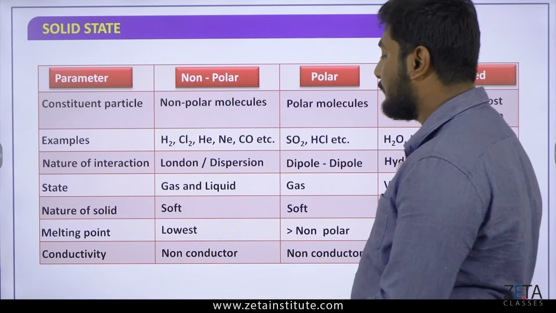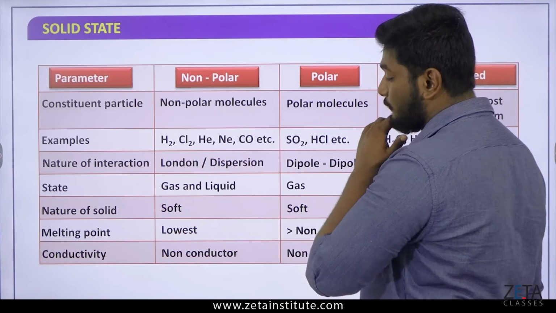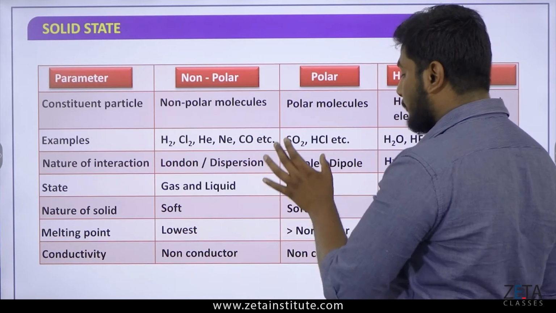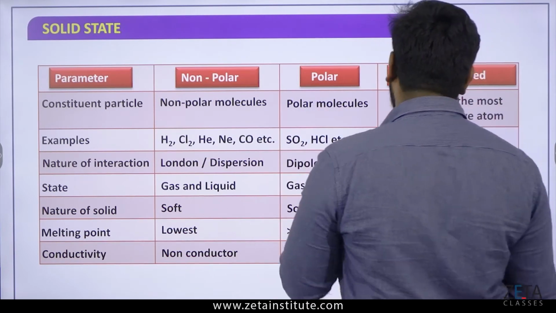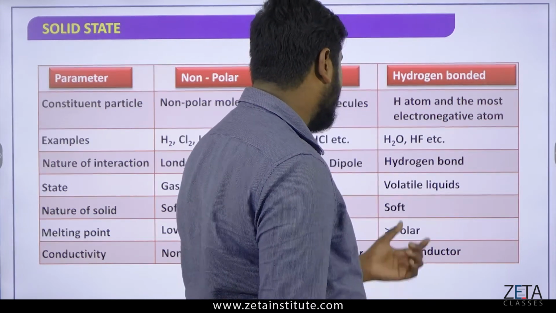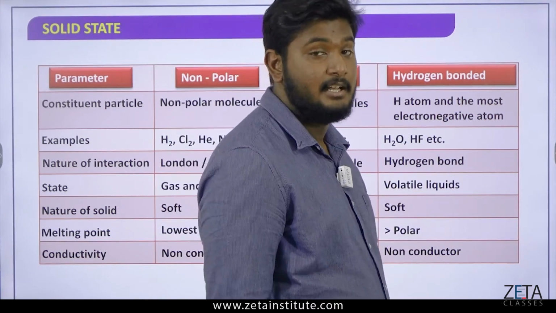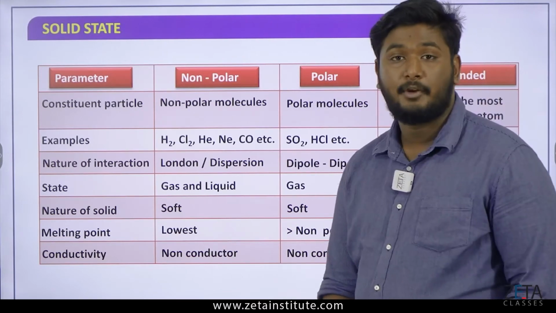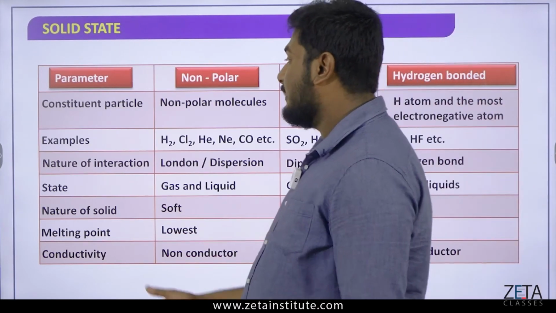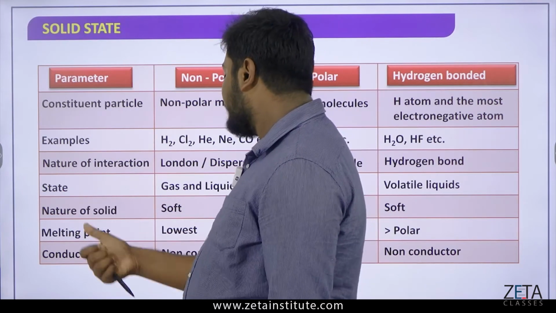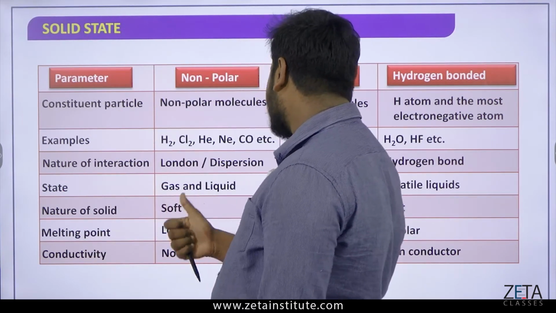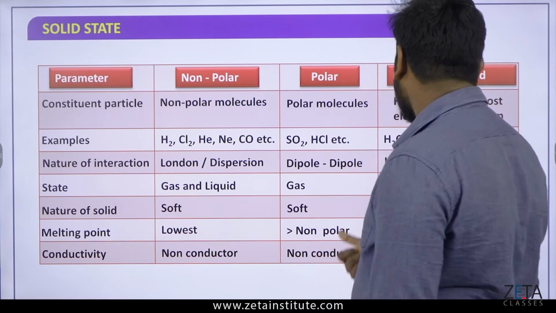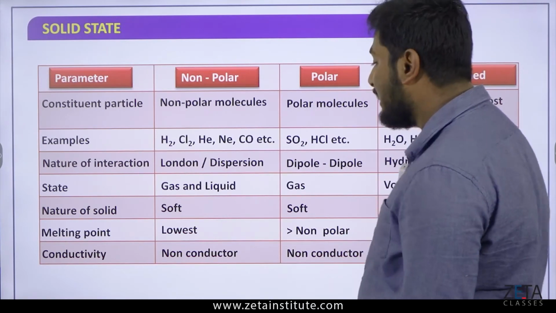In case of non-polar, we already discussed that London force or dispersion force, very weak. Okay. In case of polar, we have dipole-dipole interaction, and in case of hydrogen bonding, we can say here strong H bonding is present. So due to presence of this H bonding, it has high boiling point and all. Clear? We will discuss that. And in case of state, we can say non-polar exists in gas and liquid, and polar exists in gaseous state, and hydrogen bonded exists in volatile liquid.